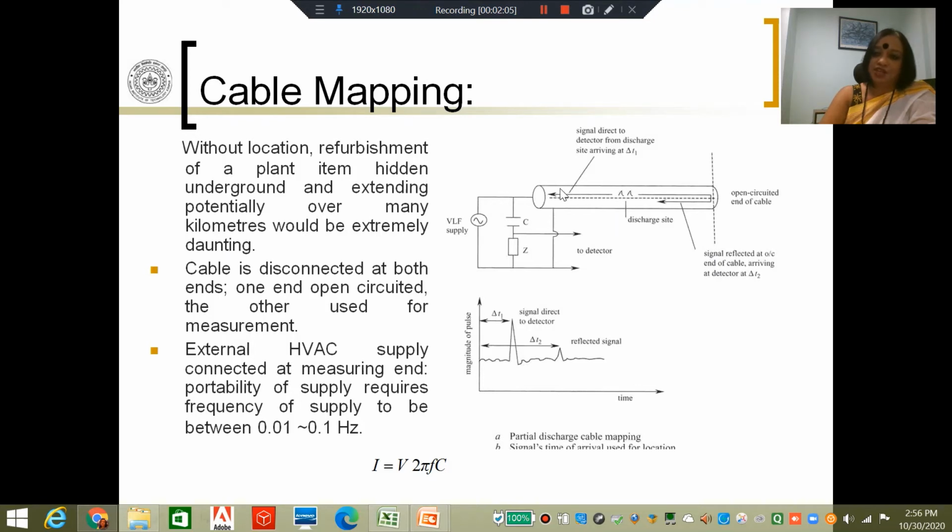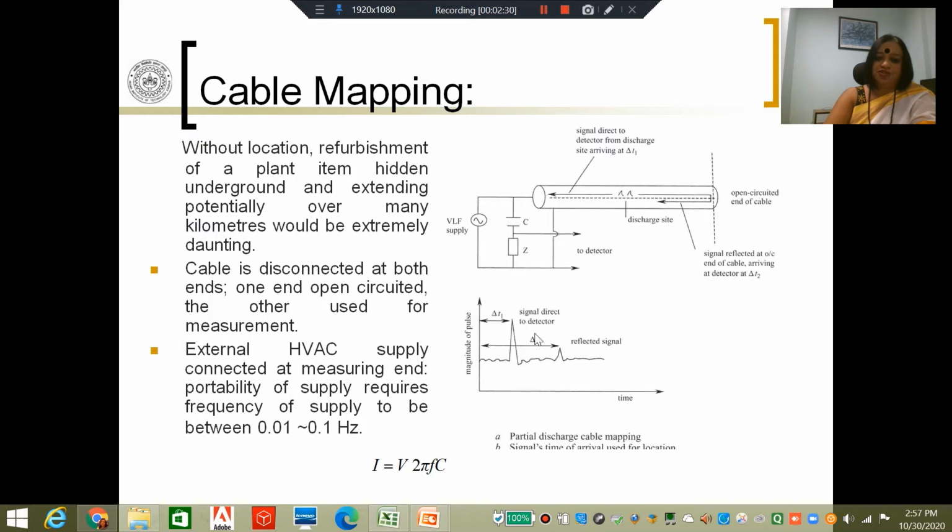It will take much less time because it will travel directly. It has less distance to travel. On the other hand, there will be another signal which will be traveling to the other end of the cable, to the open circuited end, where it will be reflected back, and it will travel this entire distance back to the detector here. The detector here is, of course, your CZ combination.